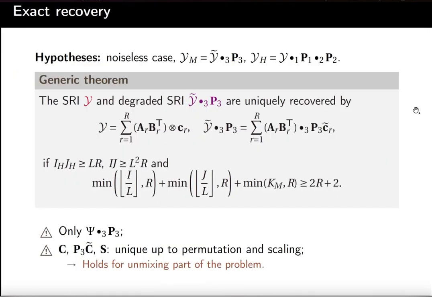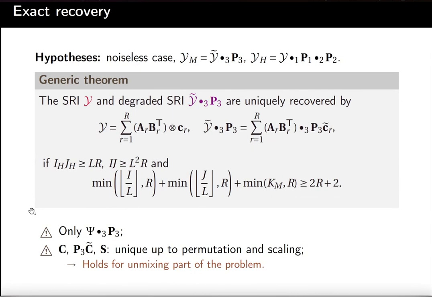For this approach, I have some conditions for exact recovery, and the following theorem holds. If we consider that we are in the noiseless case and that our degradation model is valid, then we can recover the super-resolution image Y, and also a degraded version of the super-resolution image Y tilde in the spectral dimension, under some conditions on the ranks of the decomposition that are linked to the dimensions of the observations, basically. What you should remember from this theorem is that we can only recover a portion of the super-resolution image Y tilde. So we can only obtain a degraded variability in the spectral dimension.